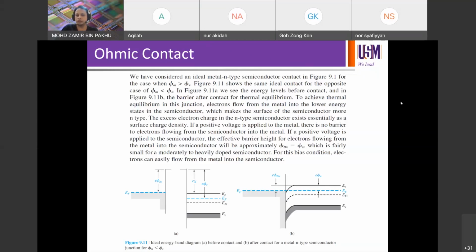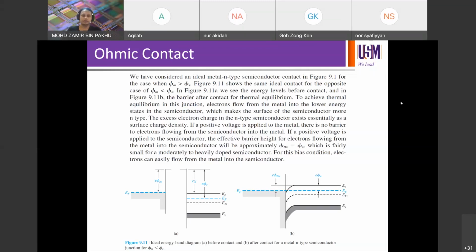For ohmic contact, it's a low resistance junction, so it allows the current to flow in both directions, positive and negative. The shape of the ohmic IV curve is just a straight line with a positive gradient.